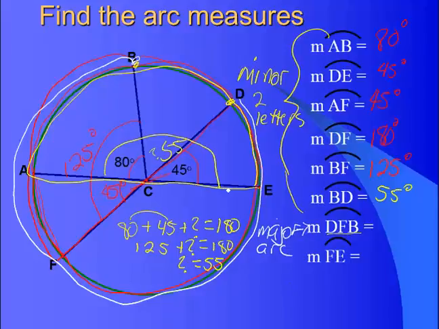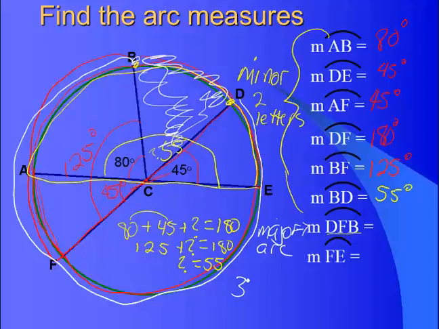The whole circle again is how many degrees? 360. So it's 360 minus this part. I'm not using this part right here. So 360 minus 55 is 305.